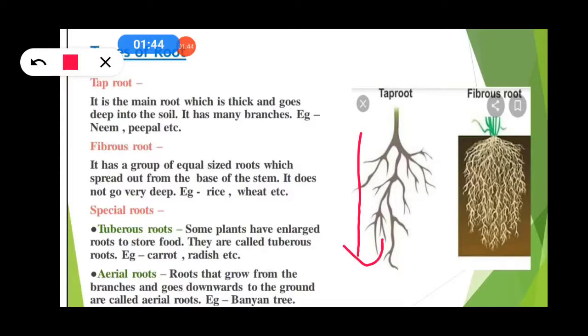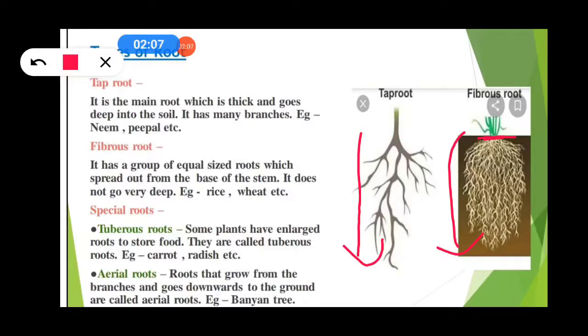Then move to fibrous root. Look at the picture. It has a group of equal sized root which spread out from the base of the stem. This is base of the stem. Okay, it doesn't go very deep. Examples are rice, wheat, etc.